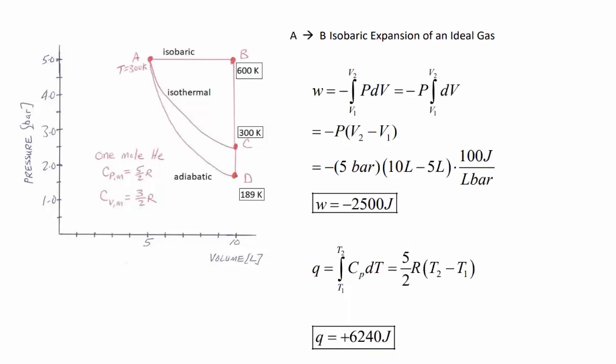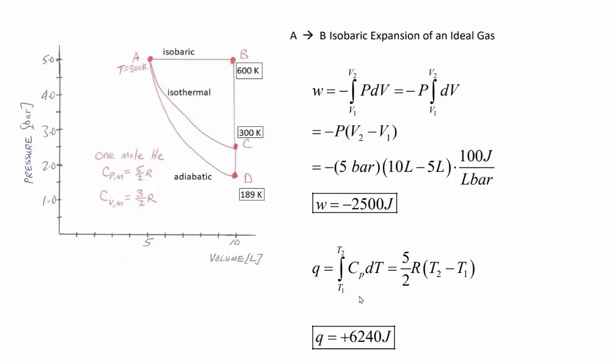Okay, here's what I've worked out for W and Q for this case. Because it's constant pressure, you can pull the P out of the integral, and you just have the integral of dV, which is V2 minus V1. Filling in the numbers, 5 bar and then 10 minus 5 liters gives you 5 liters. That's 25 liter bars. And we multiply by 100 to convert the liter bars to joules, just like we did in the last problem. That'll give us minus 2,500 joules for the work involved.